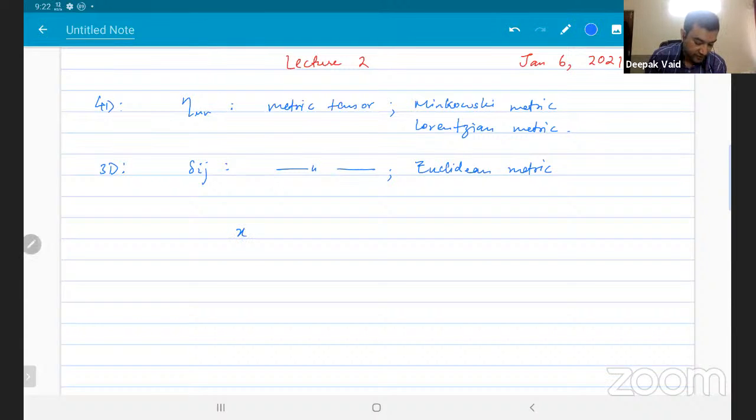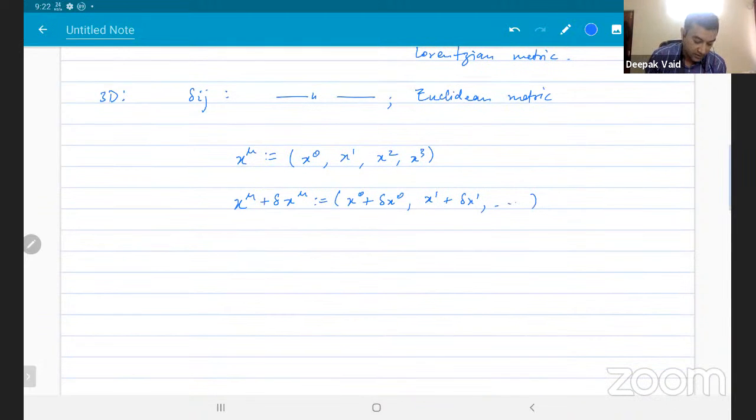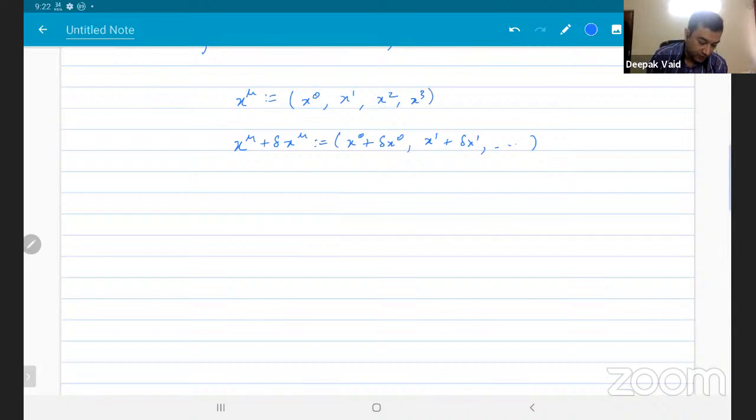So if I write down again, I have some 4 vector. It has components x1, x2, x3, and then let's say I have a small change in this 4 vector, delta x1 and so on and so forth, right? So what is the distance between these 2 vectors? What is the distance between this point and this point, right?